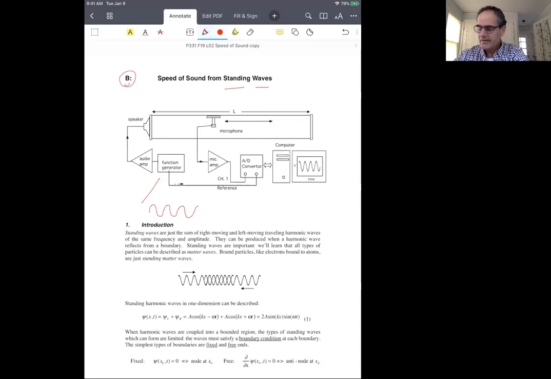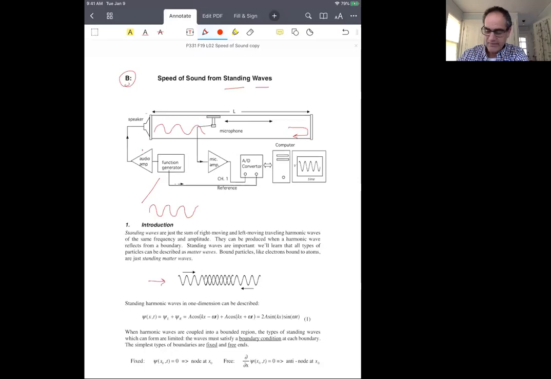Once again, the signal from the function generator is amplified and passed to a speaker, generating now a sinusoidal sound wave. The sound wave propagates through our tube, and then at the end of the tube, it's reflected off the back of the tube, which is closed. As a result, we get something that looks like the following.